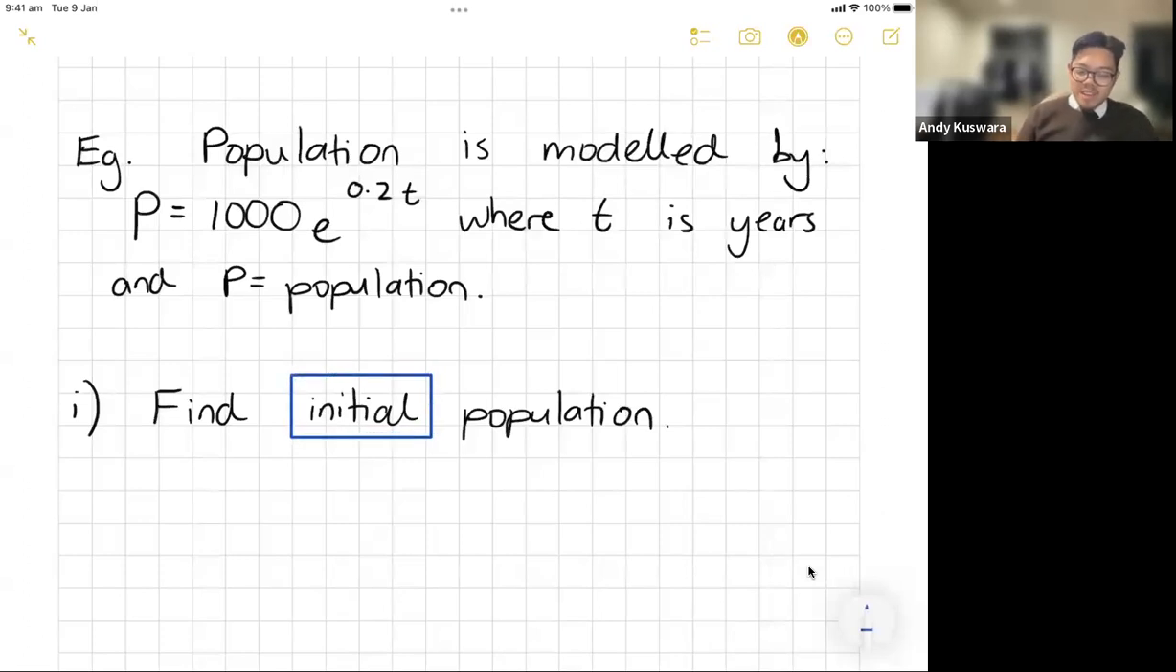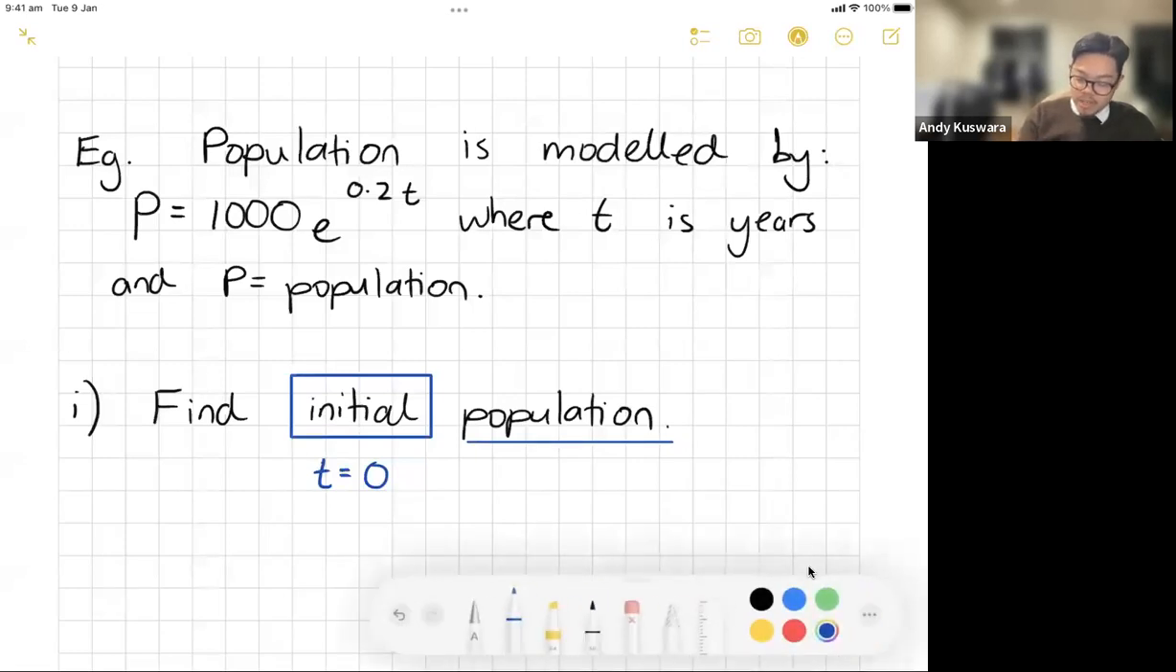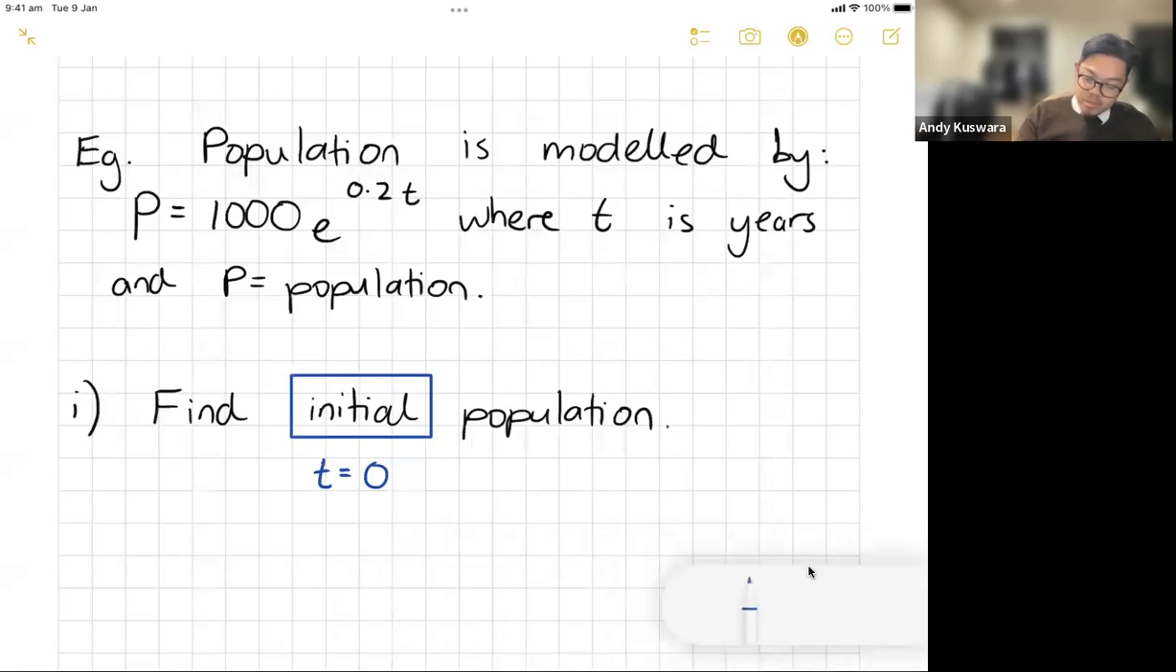Now if it says find the initial population, I want you to tell me what's the time initially. That means at the beginning. How much time has passed? None. 0 time has passed. So whenever you see this phrase initial, and of course we're talking about population, have I seen rate of change yet? No, not yet. So I'm not going to differentiate. I'm just going to sub t equals 0.